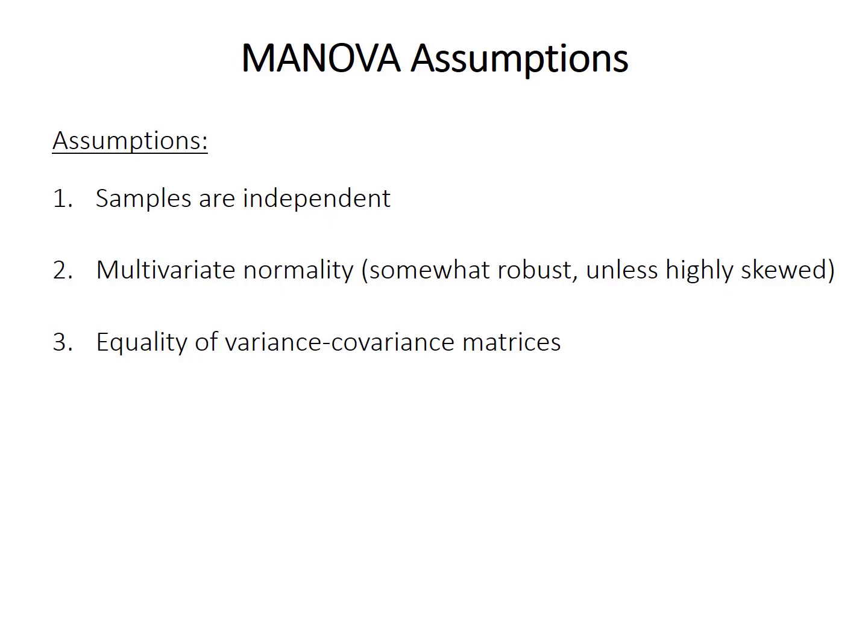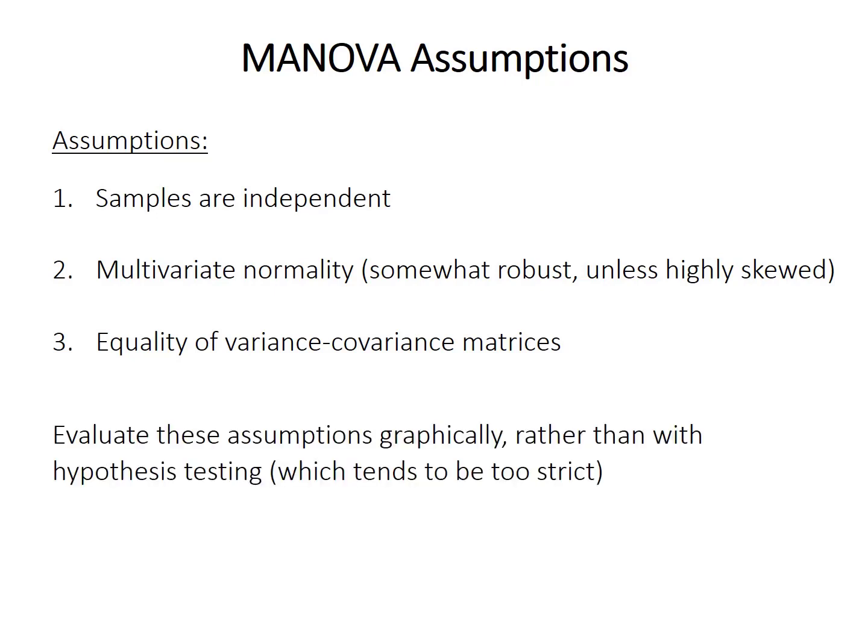So the assumptions of MANOVA are typical, again, of parametric multivariate tests. All the samples must be independent of one another, as well as being multivariate normal. So like many parametric tests, particularly for central tendency, MANOVA is fairly robust to non-normality, as long as the sample sizes are large, and as long as the variables aren't really skewed. The samples must also have equal variance-covariance matrices. You often see this referred to by a technical term, homogeneity of variance-covariance matrices.